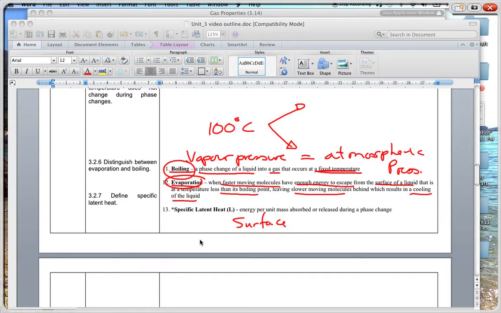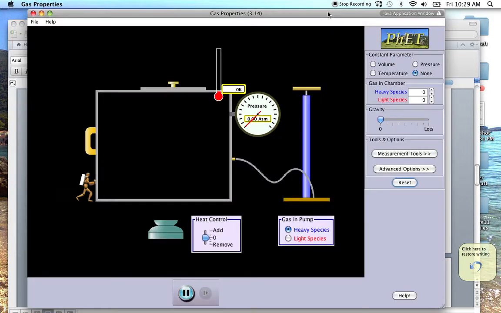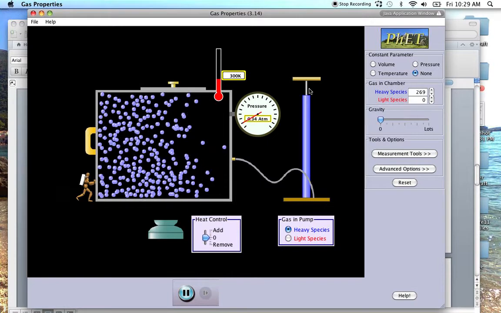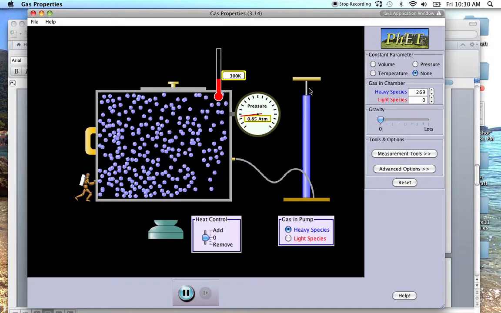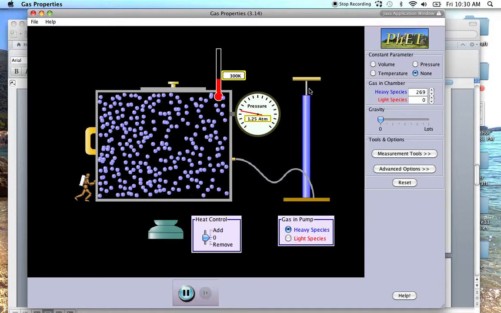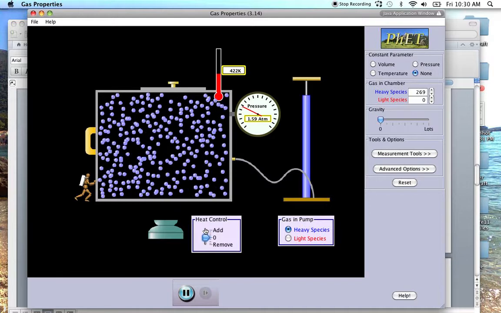Now, I'd just like to use a simulation just to explain this idea. Here I've got one of the PhET applications, and I'm going to put some gas into it. You can see there's a certain pressure and a certain temperature. It's at 300 Kelvin. I'm going to add some heat, and make the temperature a little bit higher.